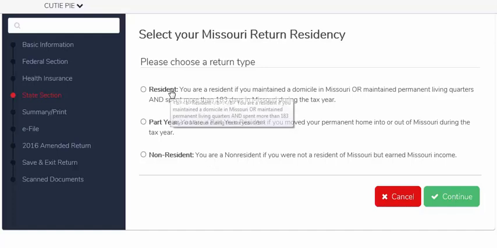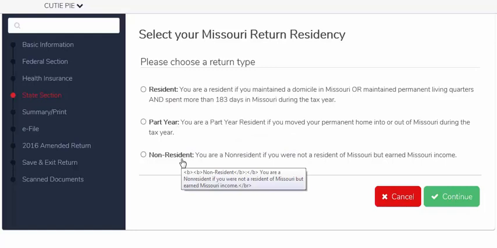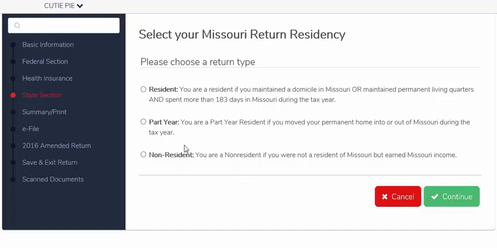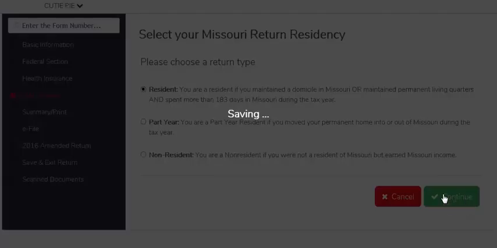They were either a full year resident, part year, or a non-resident. If they are a non-resident, you'll click this because you want it to calculate correctly, but you'll stop here because non-residents for the year were not eligible for this credit. But if they were a resident or a part year resident, and our person we're going to assume was a resident for the full year, you're going to click the appropriate box and hit Continue.